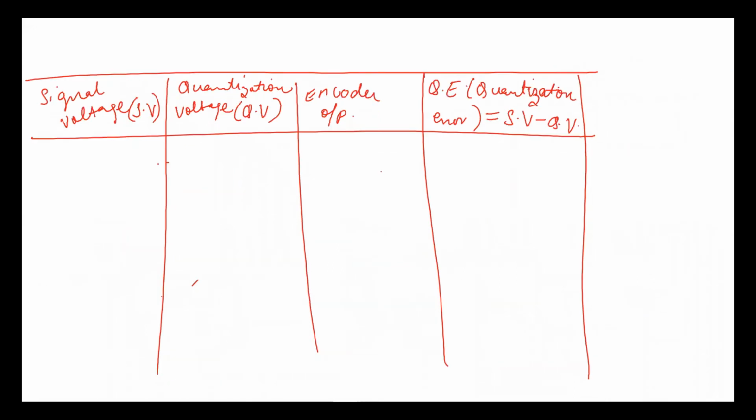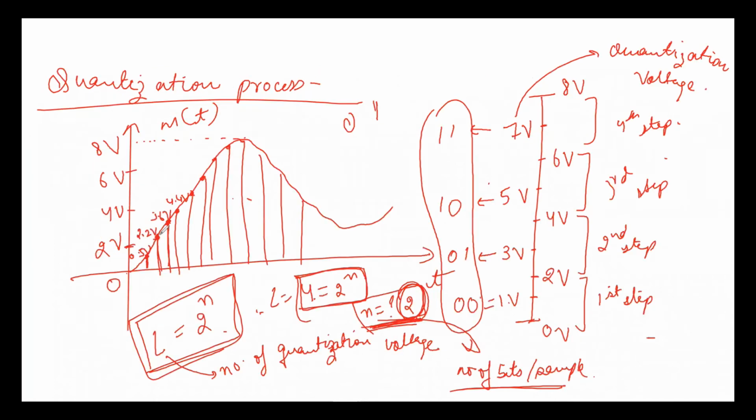So suppose signal voltage is given as 0.5 volt. Next it is given as 2.2 volt, next 3.6 volt, 4.4 volt, 5.7 volt, and 7.9 volt. So these signal voltages are given. What are the signal voltages? This is nothing but the amplitude of the sampled signals.